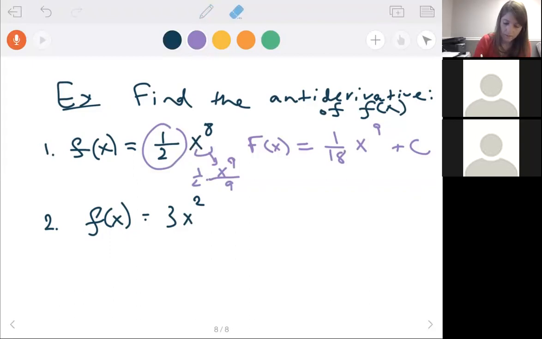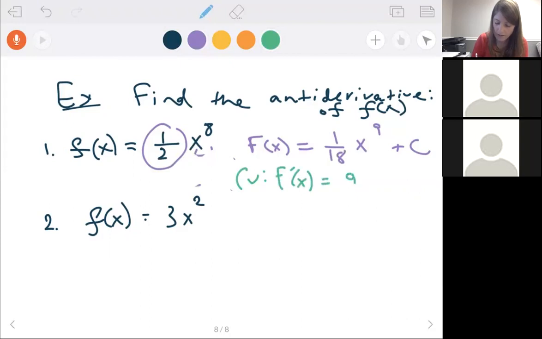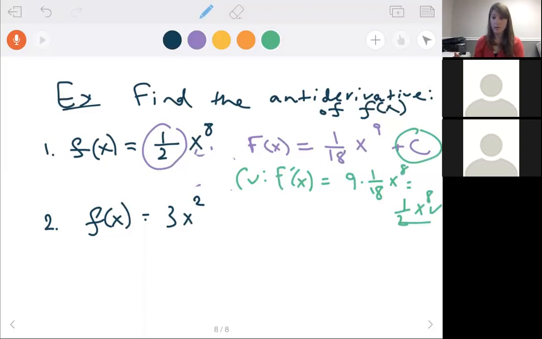Now, checking, we always go back and do the extra check. If you differentiate your function, you would get 9 times 1 over 18 x to the 8th. The derivative of the constant gives me 0. So I get my 1/2 x to the 8th. Okay, and that's back where I started, so I know it's good to go. The nice thing about antiderivatives is we should be able to check each and every one. Once we find our antiderivative, differentiate it, and we get back where we started.